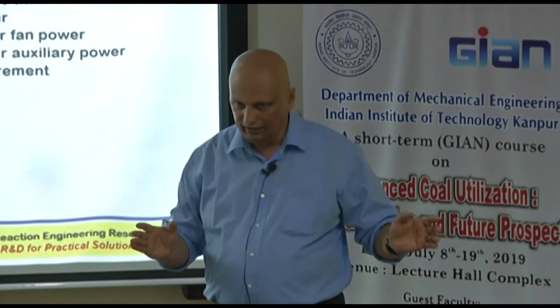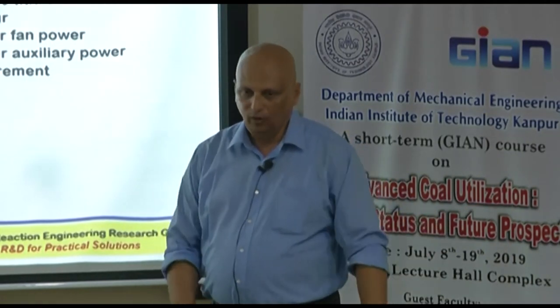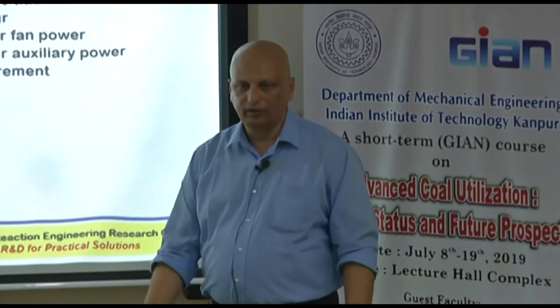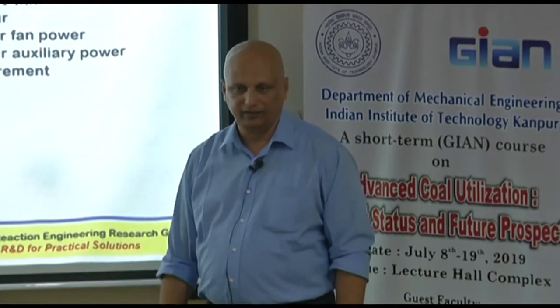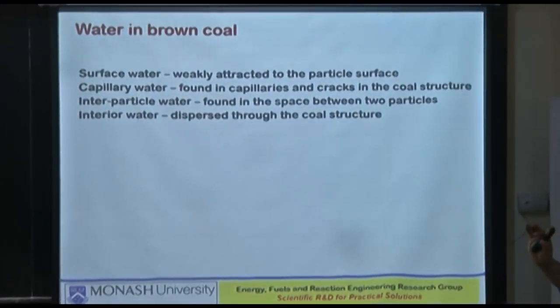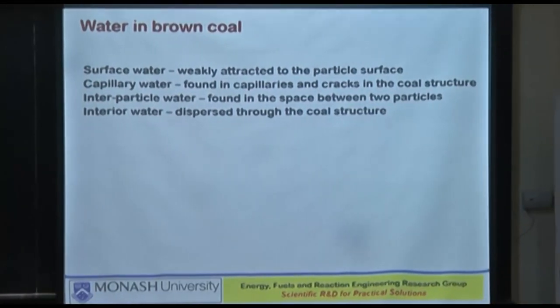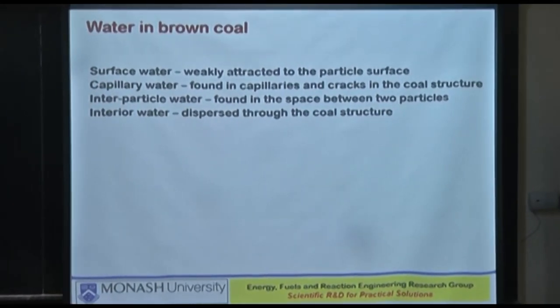That has to be taken care of, and that is taken care of in the modeling of the boiler, the combustor or the gasifier. That is always done. So I have said that there is a strong impetus for drying the coal before it goes into the boiler. Now we need to know what is actually water in the coal. There are different kinds of water, and depending on that, sometimes drying can be very inefficient and very energy intensive.